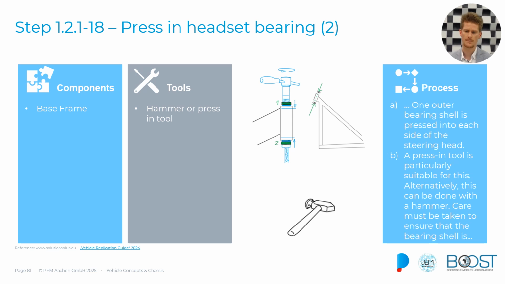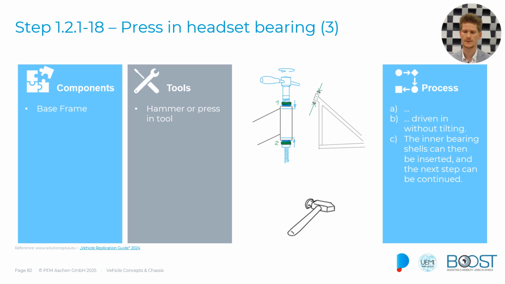This step has a second part. So we have an outer bearing shell on each side of the steering head, and as mentioned, use a press or a pressing tool to do this. You can do it with a hammer, but the danger is quite high of actually damaging the bearing shells at this point. The third stage of this step is then that the inner bearing shells are inserted, and once this has been done, we can move on to the next step.